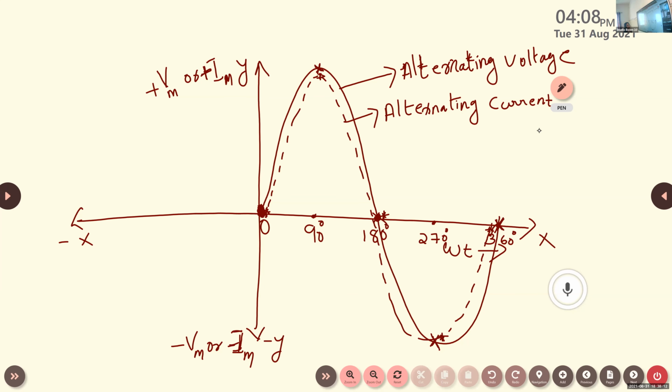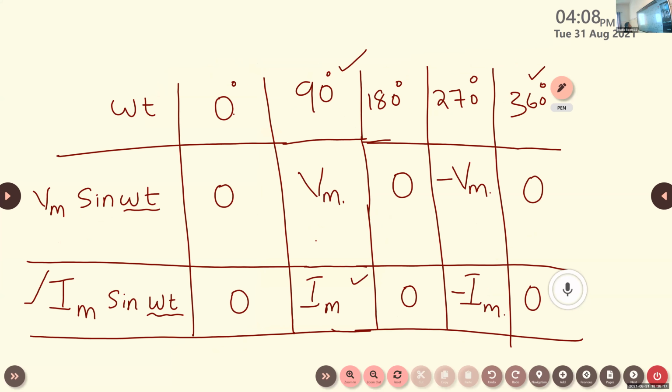So before drawing this graph, it is better if you consider a table like this by considering the varying values of the phase angle omega t. Omega t is equal to 0 degree, 90 degree, 180 degree, 270 degree, and 360 degree. And then we find the value of alternating source of EMF, V is equal to Vm sin omega t, and that of the alternating current, I is equal to Im sin omega t, for the different phase angles. So the graph will be like this.